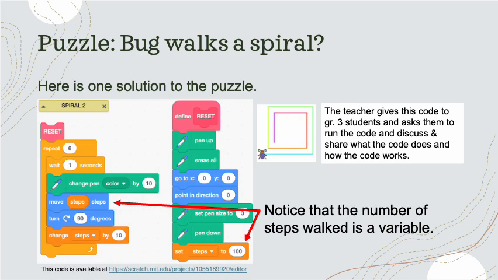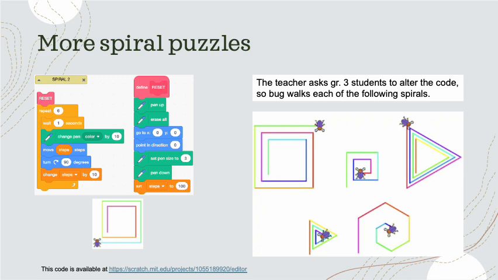Here is one solution to the puzzle. Notice that the number of steps walked is a variable. The teacher gives this code to grade 3 students and asks them to run the code and discuss and share what the code does and how the code works. The teacher then asks grade 3 students to alter the code so the bug walks each of the following spirals.